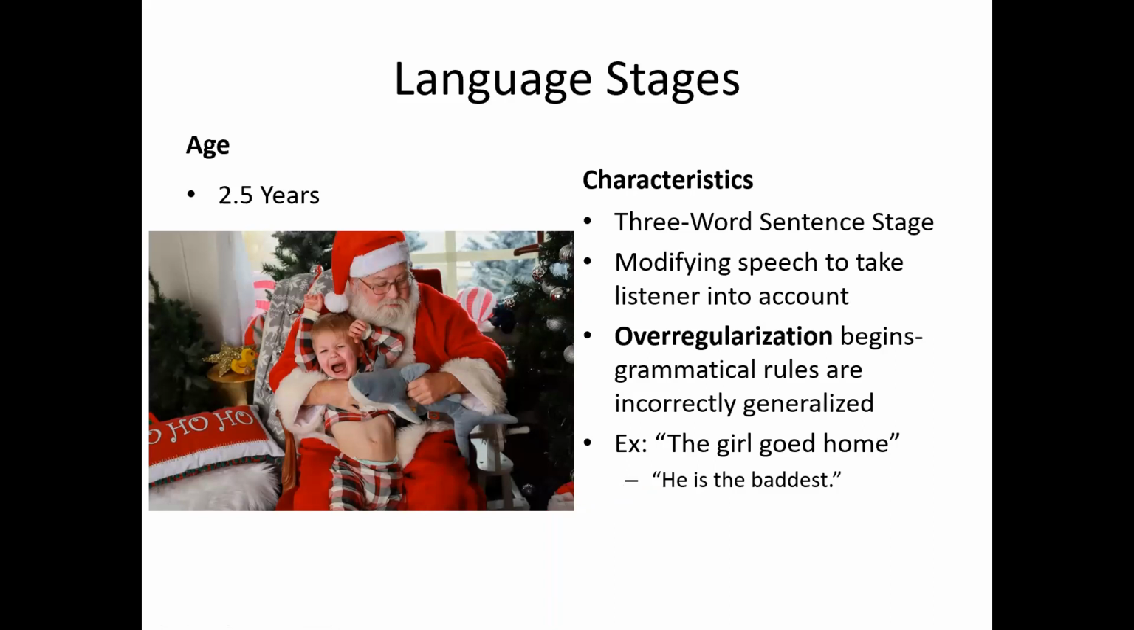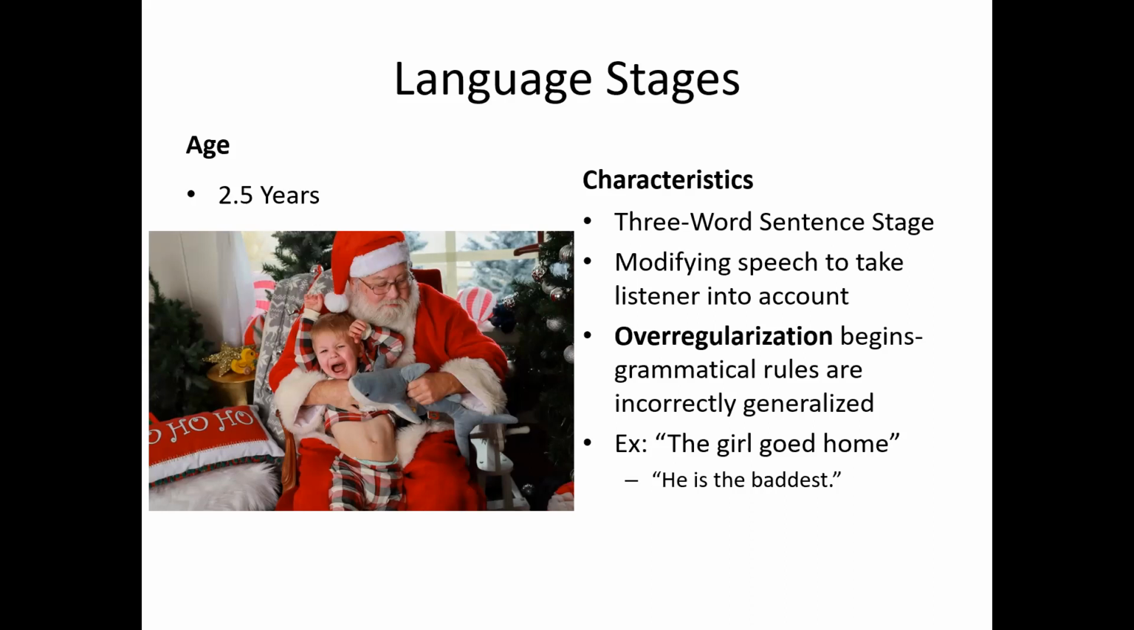Now, if you were to ask them, how do you make something past tense? They're 2.5. They have no clue. But they do know, oh, when I hear people speak, when I'm learning how to speak, past tense is ed. So when they learn this, for example, instead of saying the girl went home, they say the girl goed home. They goed home.